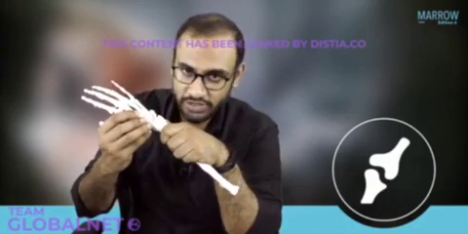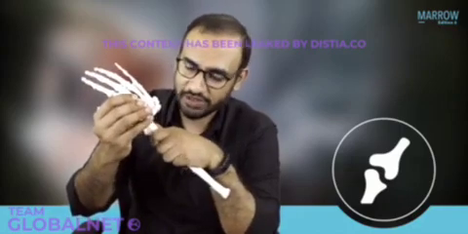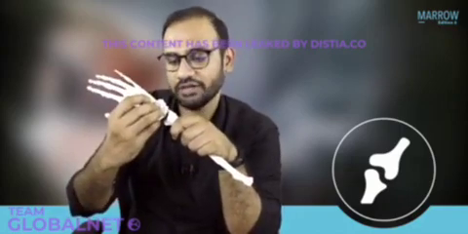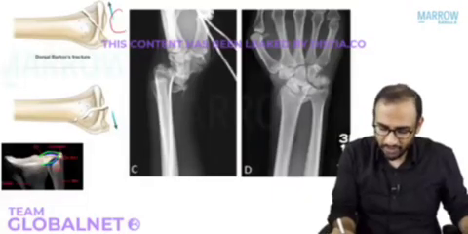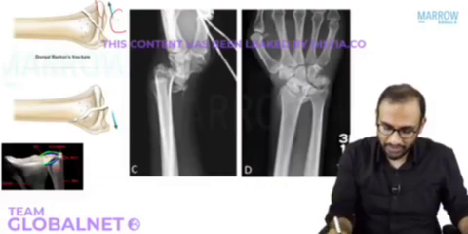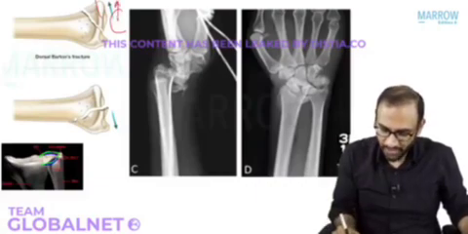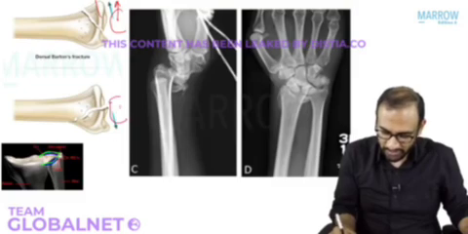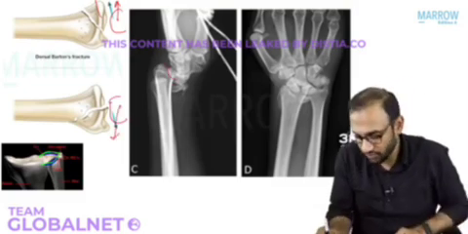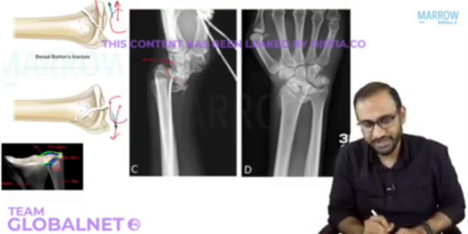Either if there is a dorsal Barton, the carpal bones will subluxate dorsally, and if there is a volar Barton, the carpal bones will subluxate volarly. Clearly you can see here, these are the carpals, and because of the fracture fragment dorsally weak, the carpals will displace dorsally, and in volar Barton, the carpals will displace volarly. You can clearly see this is a volar Barton and the carpals have subluxated volarly.